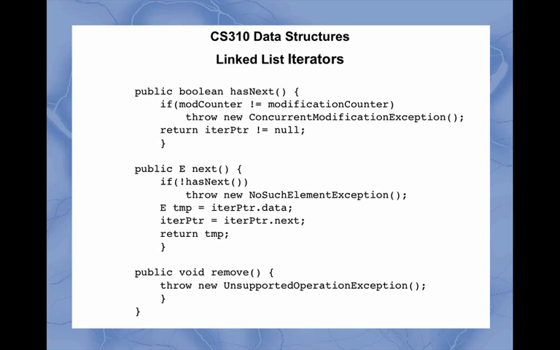In the next method, notice that we must capture the data before we move the iterator pointer down. Once we have moved down, we cannot go back and get the data. Therefore, we assign iterator pointer.data to a temporary variable, move the pointer down, and then return that temporary variable.